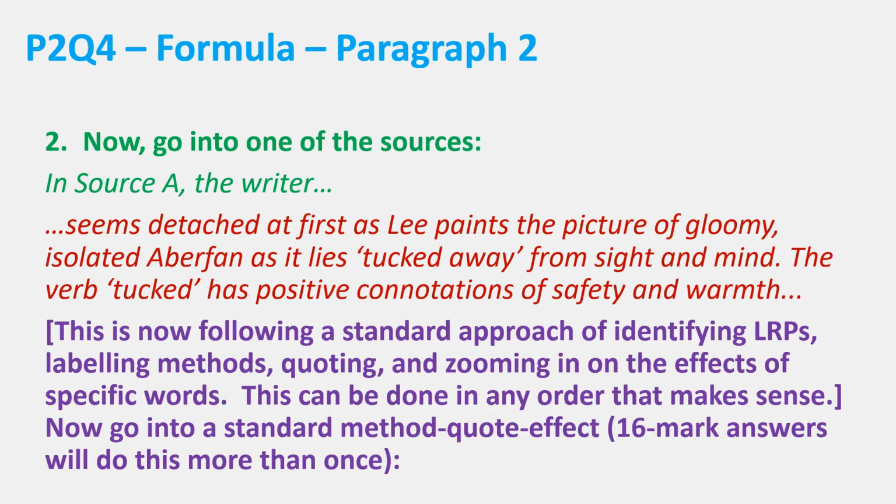Now, I'm not going to spend too long on this because this is now a pretty standard approach that you are familiar with: Paper 1, question 2, Paper 2, question 3. What you're doing here is identifying some language-rich phrases, you're labeling your methods, you're quoting, you're zooming in on the effects of specific words, you're doing all the stuff that you would usually do in the order that it makes sense to do it. You're talking about the ideas that the writers are communicating.